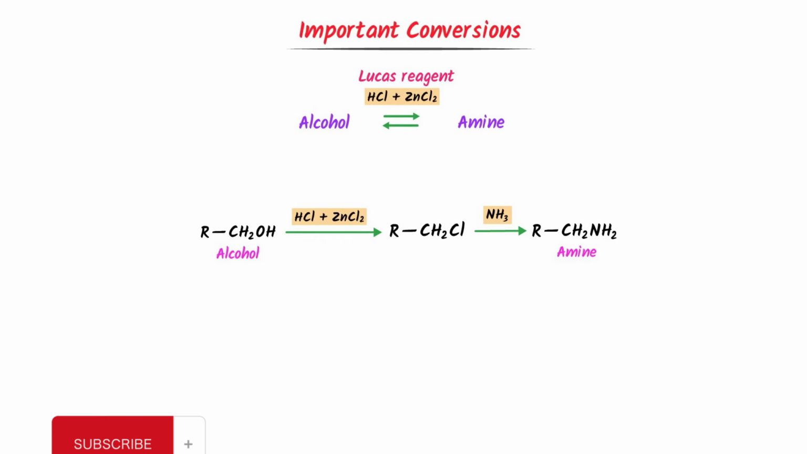On the other hand, convert amine to alcohol. We use nitrous acid, HNO2, to convert amine to alcohol. For example, consider this amine. I add nitrous acid to it. I get alcohol. Thus remember that using nitrous acid, we can convert amine to alcohol.